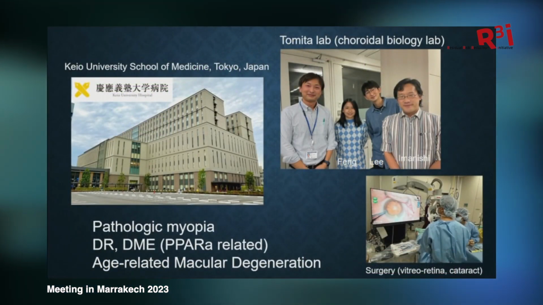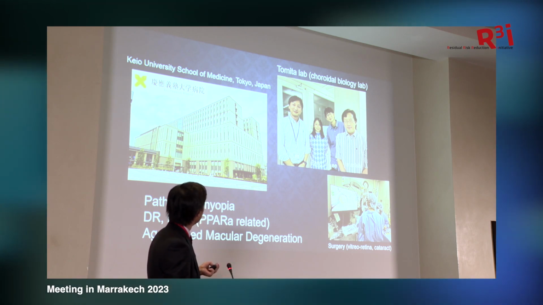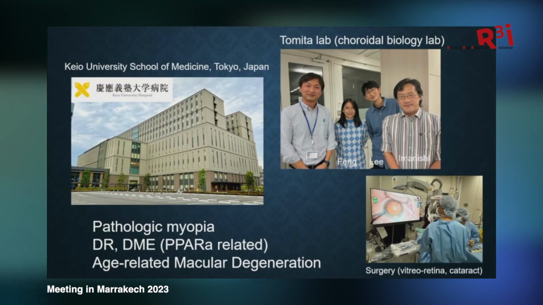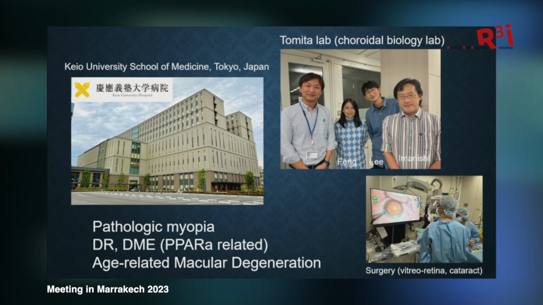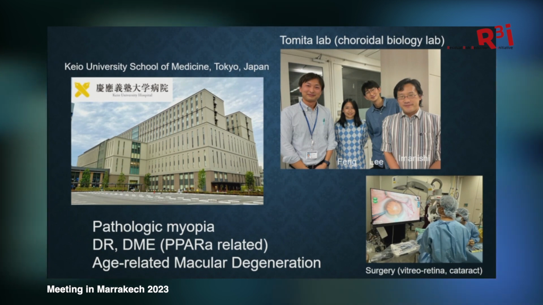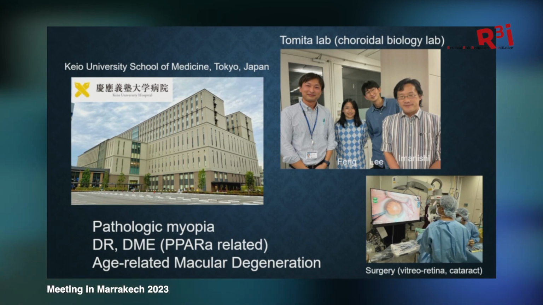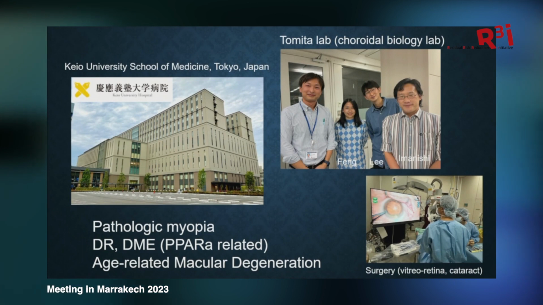So now I'm moving back to Japan, and I started my laboratory at Keio University in Tokyo. And we are now focusing on pathologic myopia, which is a leading cause of vision loss among Asian people, and also conducting DR, DME, PPAR alpha-related studies, and also age-related macular degeneration.